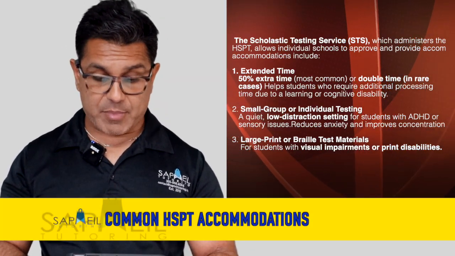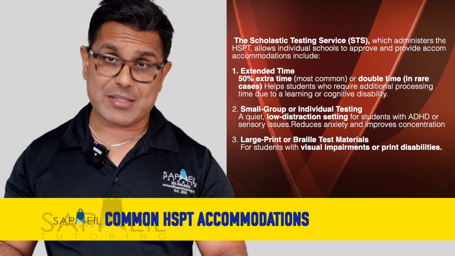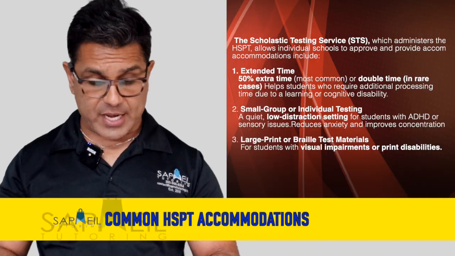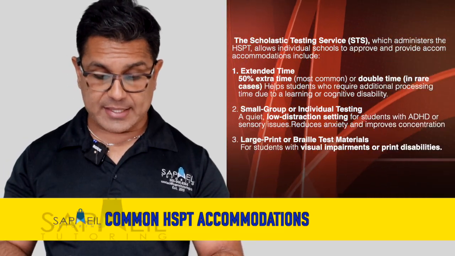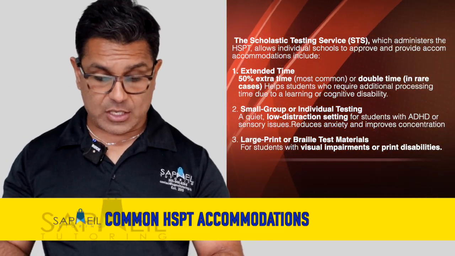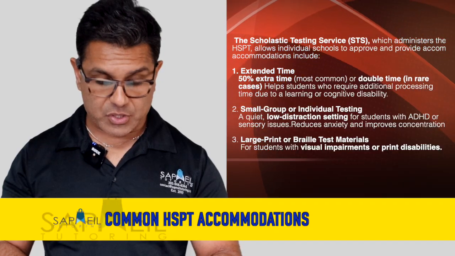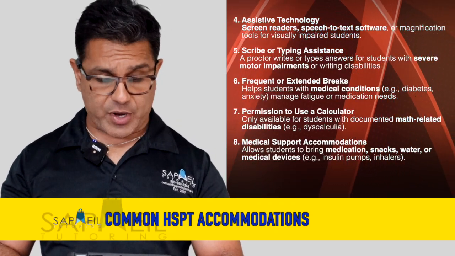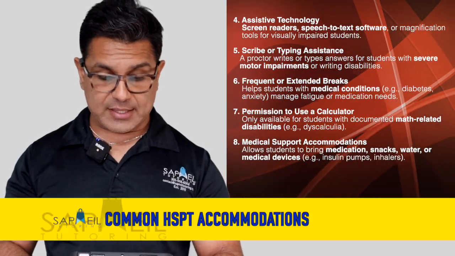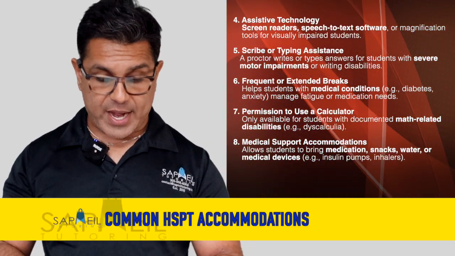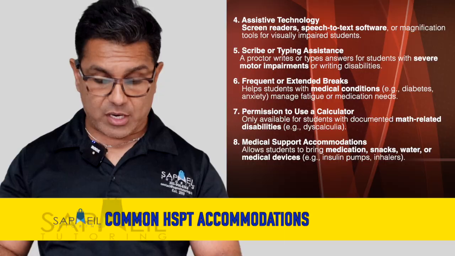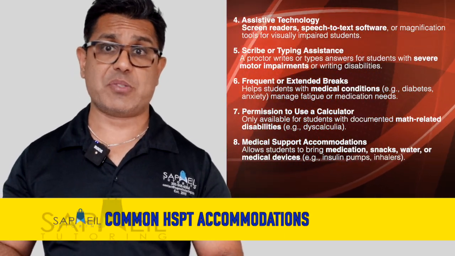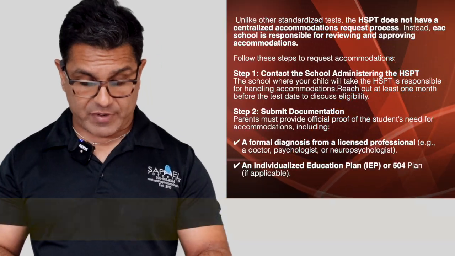Common HSPT accommodations are about 8 different ones. The first one, extended timing, anywhere between 50% to 100%, small group or individual testing in low distraction settings, large print or braille test materials, assistive technology such as screen readers or speech-to-text software, scribe or typing assistance, frequent or extended breaks, permission to use a calculator, and then medical support accommodations such as medications, taking extra breaks for snacks or water, or medical devices.